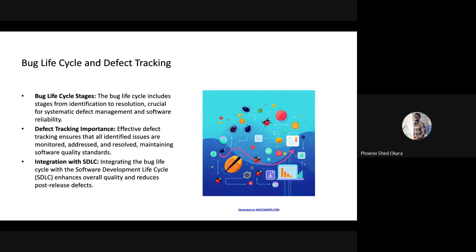Bug life cycle. As a QA, during your test execution, there are times when you discover bugs, and each of the bugs you discover has a life cycle. First of all, you raise a ticket. You open the bug ticket, you assign it, and you fill in all the detailed information of that bug.